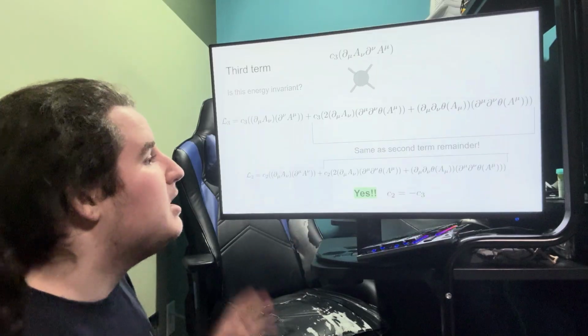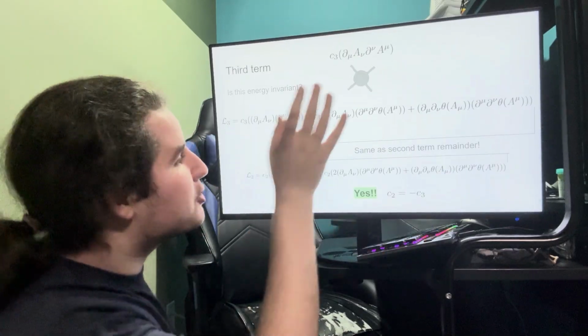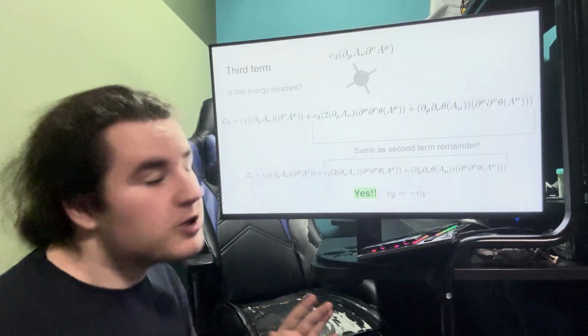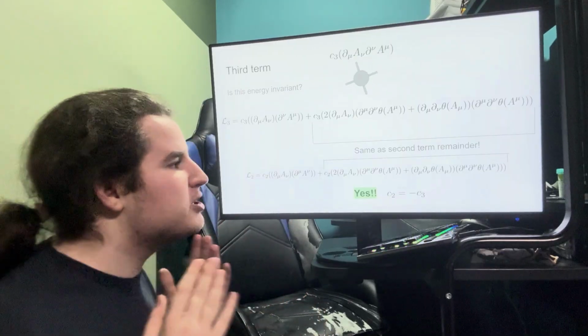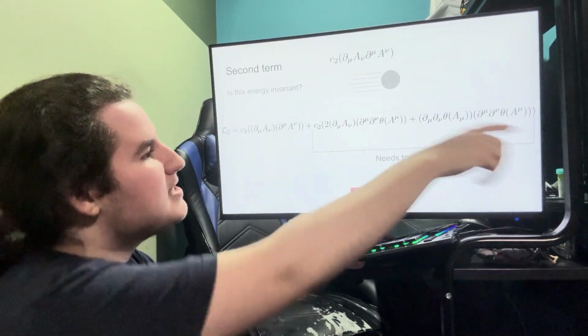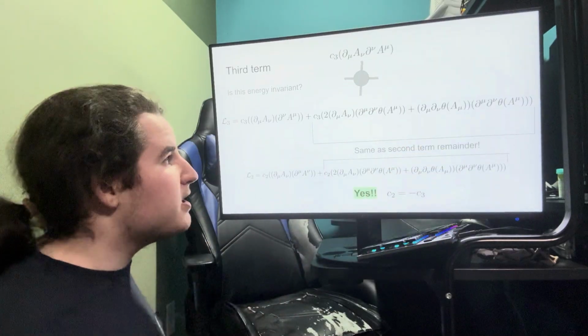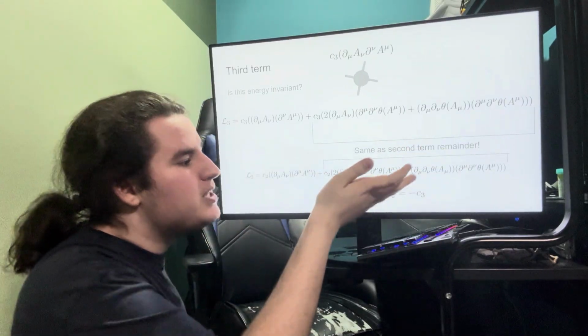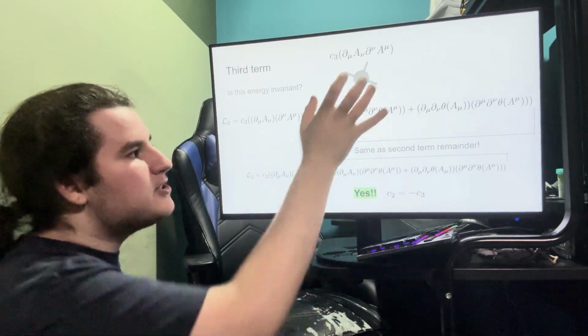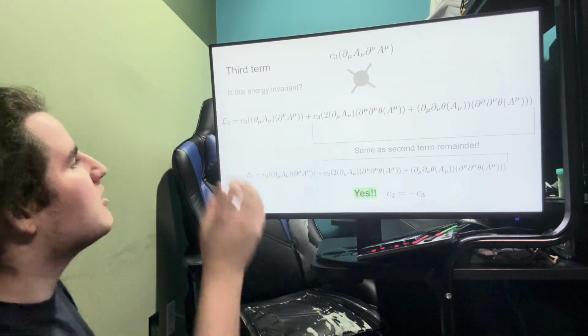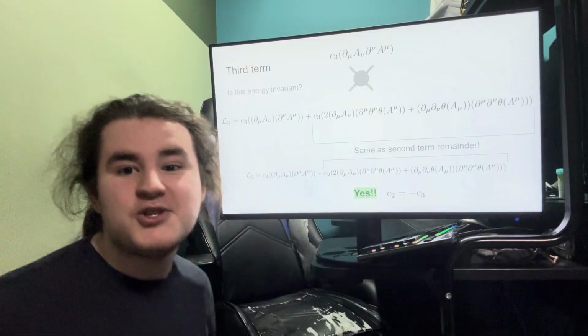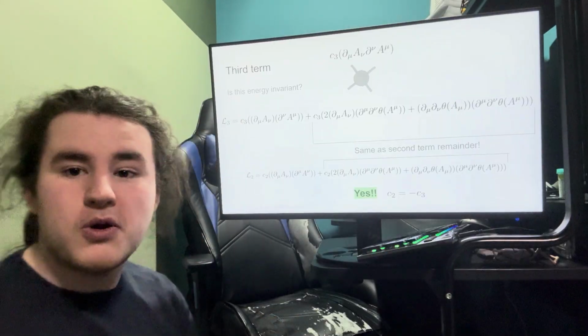Our third term does actually look exactly like the remainder. The remainder for the third term actually looks exactly like the motion term we had in C2. This is exactly the same. So sure enough, if we define C2 equal to negative C3, then these terms can cancel out, and we're just left with our invariant terms that don't change under U1. Okay, so we're on the right process here.